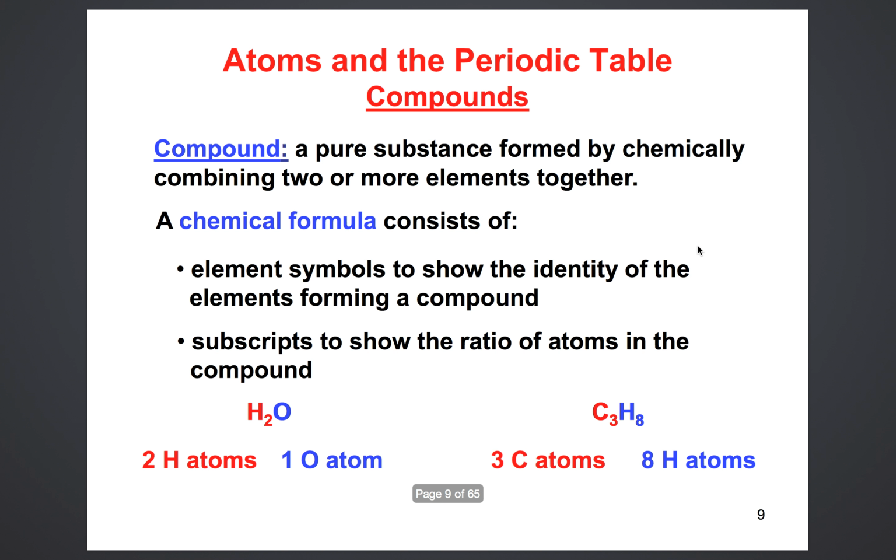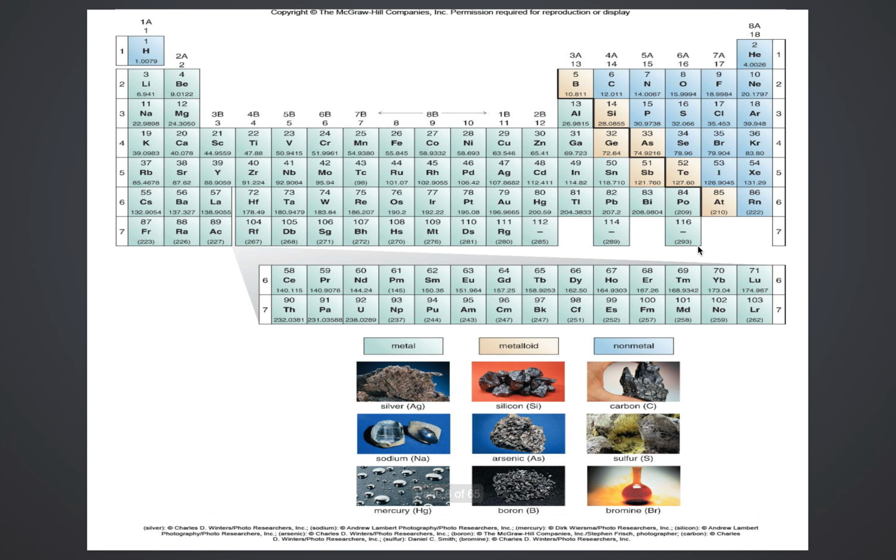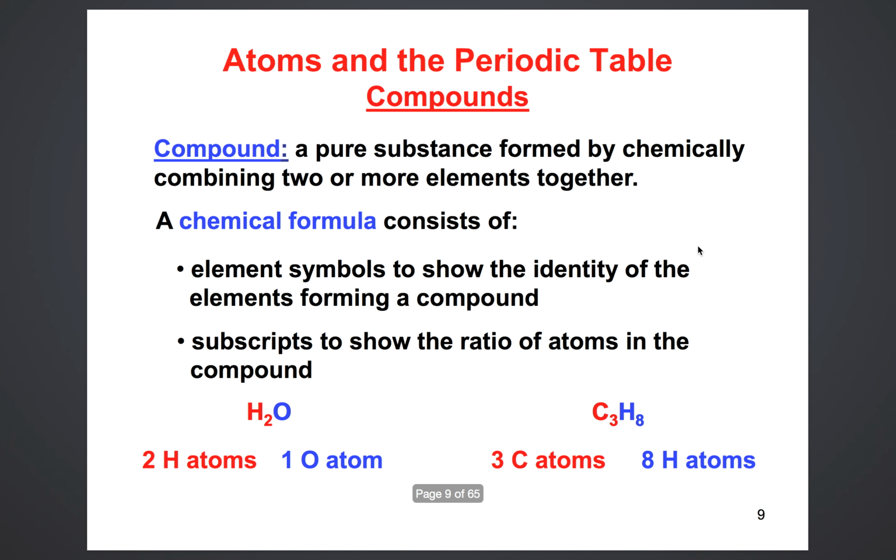And here we have the same periodic table with pictures of metals, non-metals, and metalloids. Okay, let's move on to the next item, which is compounds. Compounds are pure substances formed by chemically combining two or more elements together. A chemical formula consists of element symbols to show the identity of the elements forming a compound. Subscripts show the ratios of atoms in the compound.